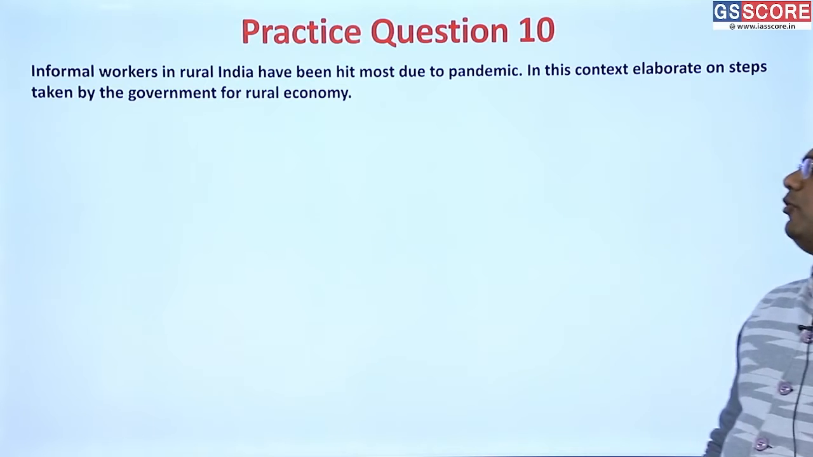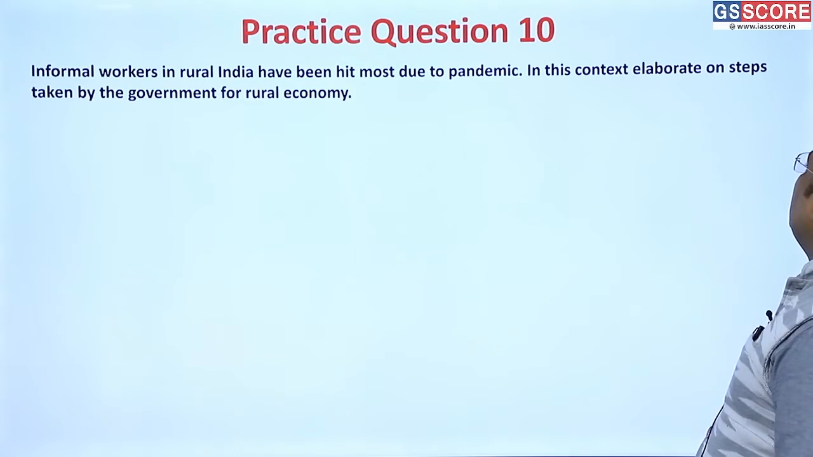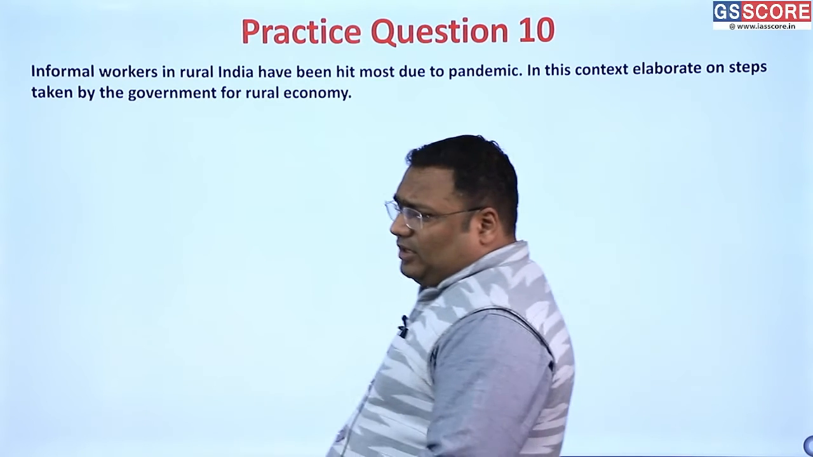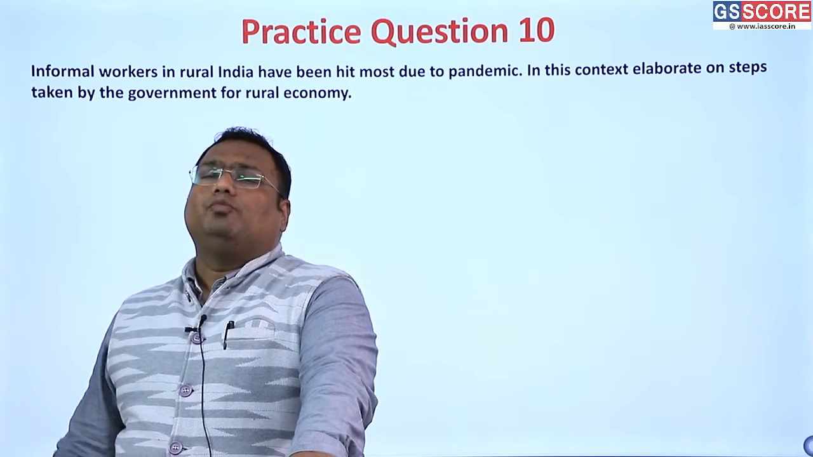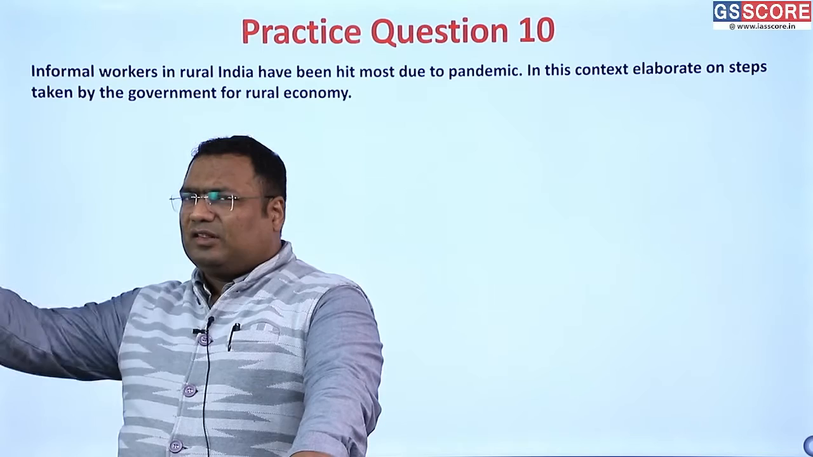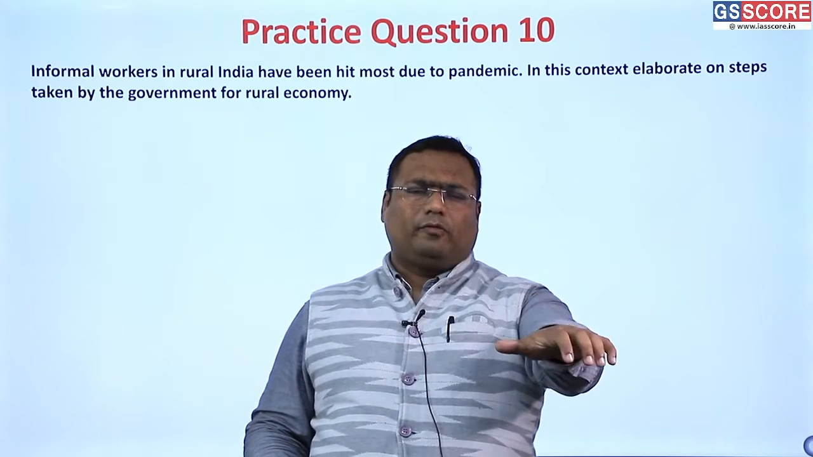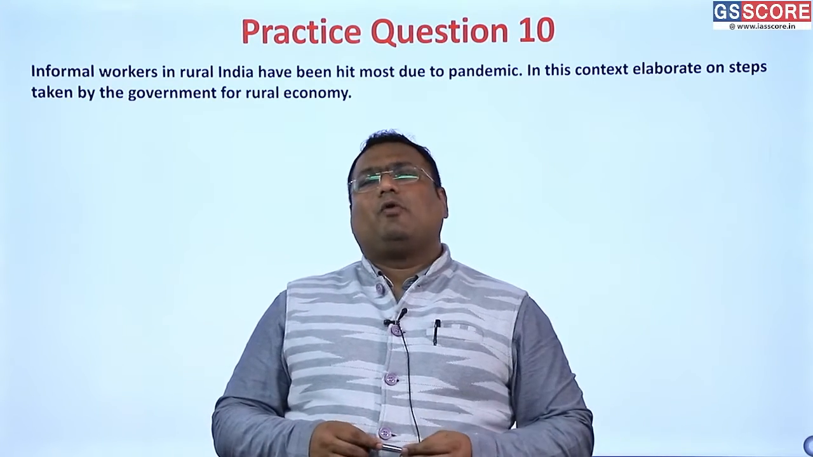Straightforward question. Informal workers in rural India have been hit most due to pandemic. Everyone knows about it. In this context, elaborate on the steps taken by government for the rural economy. In fact, this question I should be leaving for you. You prepare the answer for this question. There is nothing absolutely confusing in this question. Absolutely straightforward question, one-liner question, and it requires a straight answer.